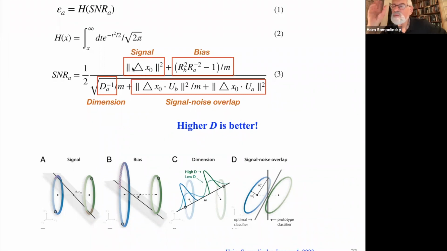So let's first look at the signal. First of all, the first term is very intuitive. If the two centers of the manifolds are far relative to the radii, then the signal is larger. It's easier. That's clear. There is another term which is the bias, which is maybe less clear, and this is shown. The signal is shown downstairs in A, and the bias is shown here.